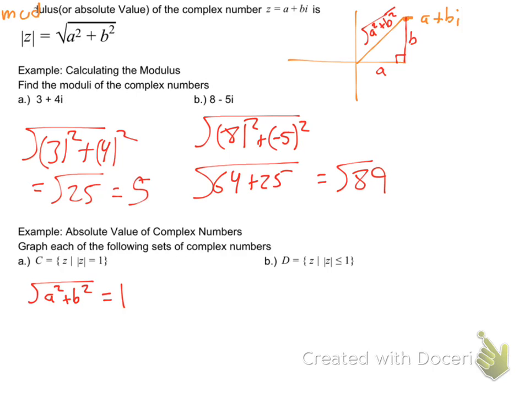What happens if I square both sides? I'd get rid of the square root. That'd be a squared plus b squared equals 1 squared, or 1. Wait a minute, that really looks close to something. What did a kind of represent on our graph? x. b was y, isn't that x squared plus y squared? It's a circle. x squared plus y squared equals 1. It's a circle with a radius of 1.